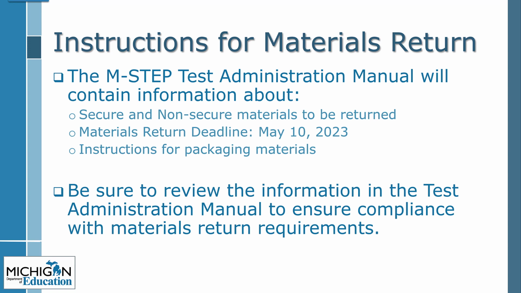The instructions for materials return are included in the M-STEP Test Administration Manual and list which secure materials should be returned to the M-STEP contractor, what schools should keep, and what schools must destroy. Secure materials that need to be returned to the M-STEP contractor include all used answer documents, the orange special handling envelope, all used and unused test booklets, and any accommodated versions of the test. If there are no secure materials that need to be returned, then it is not necessary to return the orange special handling envelope. Securely destroy any unused special handling envelopes.